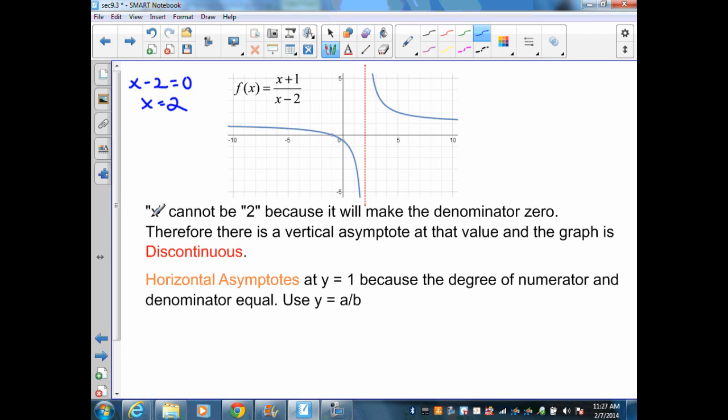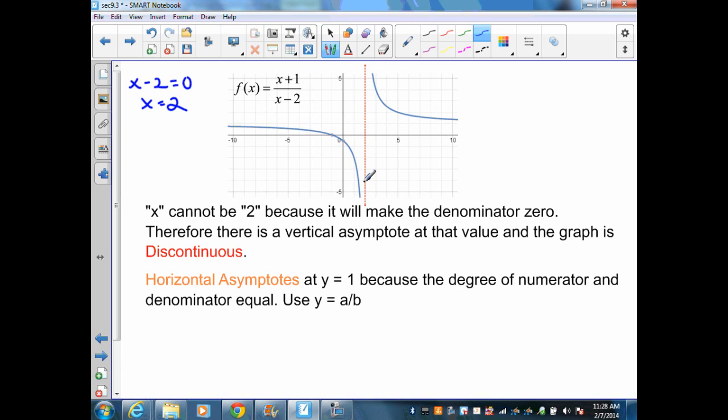And as you can see, x cannot be 2 because it makes the denominator 0. 2 minus 2 is 0, which makes my function undefined. Therefore, there is a vertical asymptote at that value. Here, at 2, I have a vertical asymptote. That is the location of my function that is discontinuous, and that's why I have a vertical asymptote.